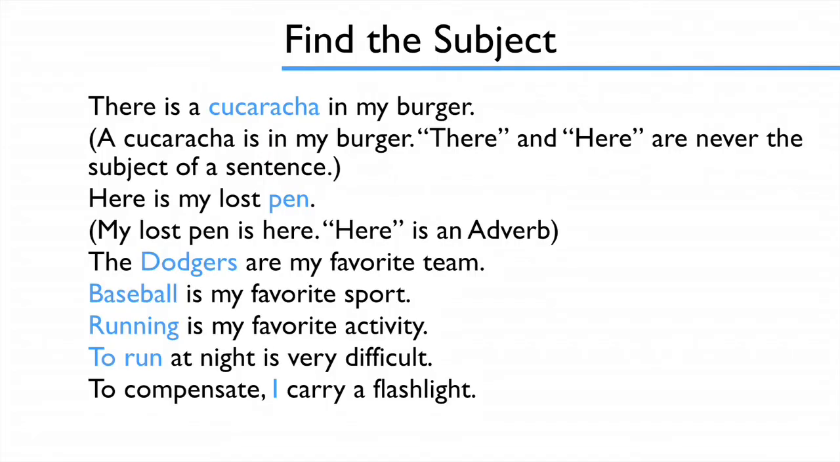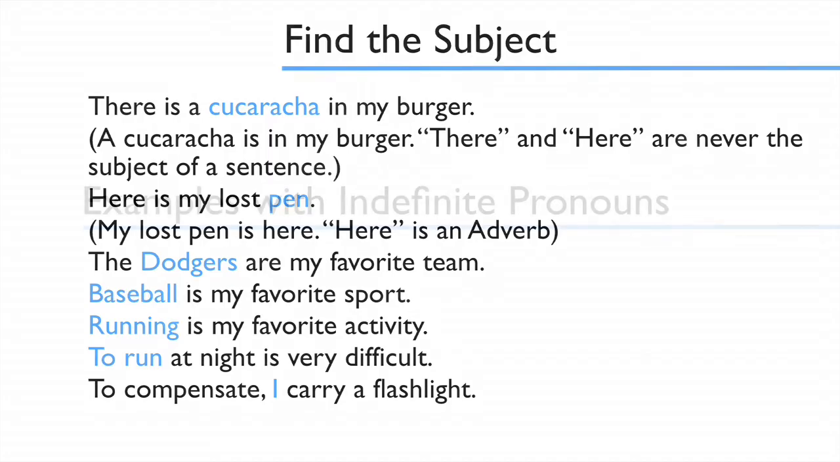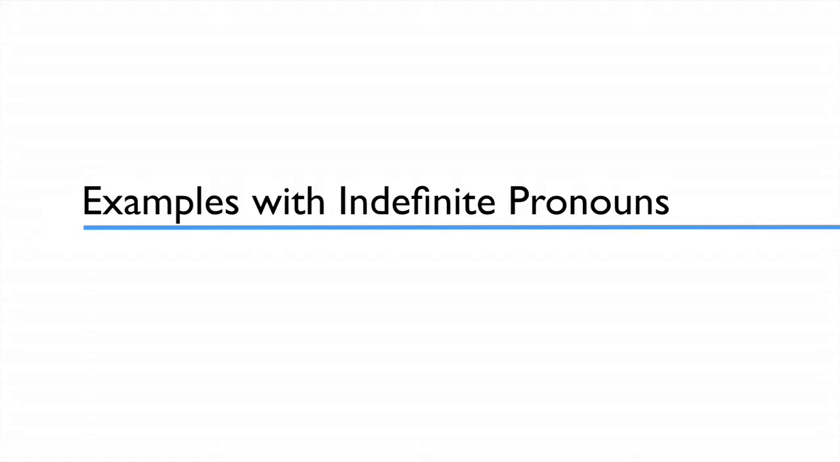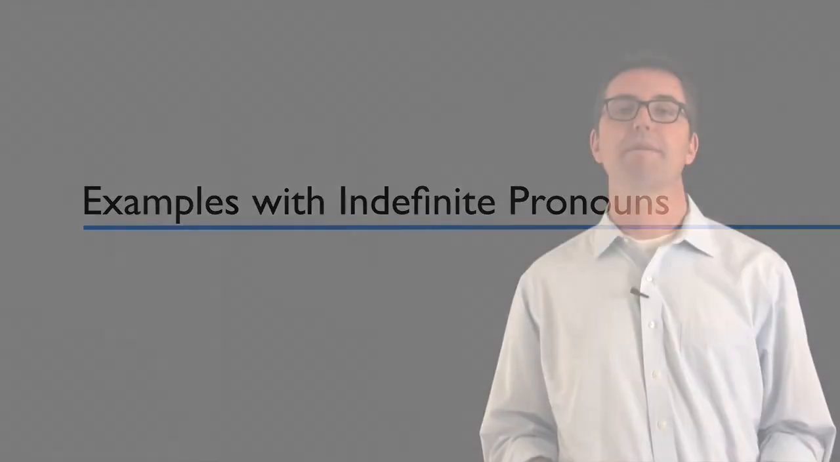And to compensate, comma, I carry a flashlight. Who carries it? I do. So I has to be the subject. Let's do a couple more examples, but these are tricky because they are the indefinite pronouns, which gave a lot of you a hard time in the first quarter when we studied pronouns.